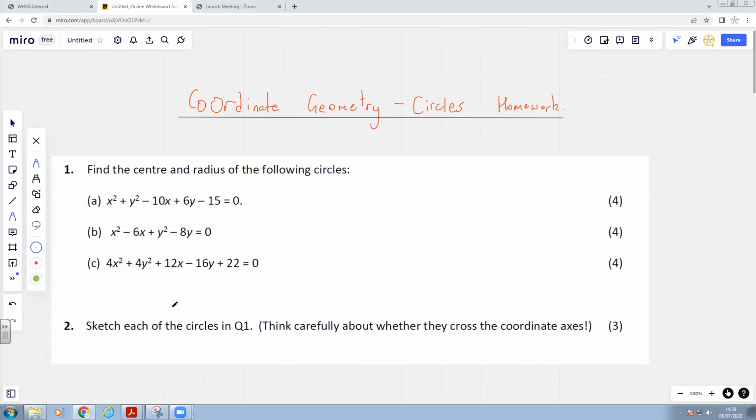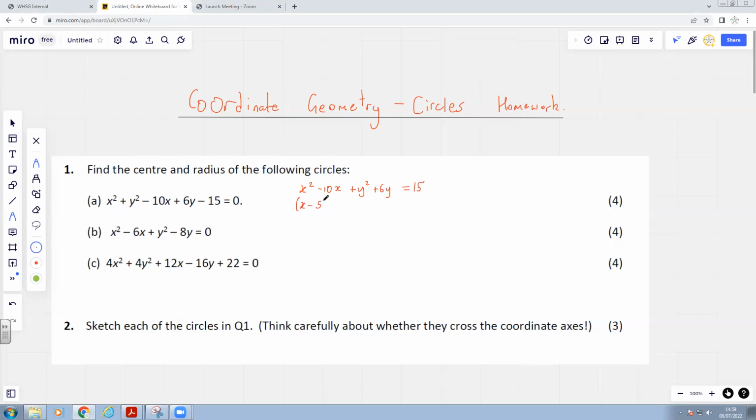Now, I'll do one and two at the same time just because sketching each circle requires the answer to part A, so it seems sensible to do that. Now, the trick here is to always do the same thing. It's complete the square twice. Complete the square on that bit and complete the square on this bit. Now, I haven't completed the square yet. I'm just writing the terms next to each other. I'm going to chuck the 15 over onto the other side of the equals as well. You don't have to do that yet, but it seems like a good idea.